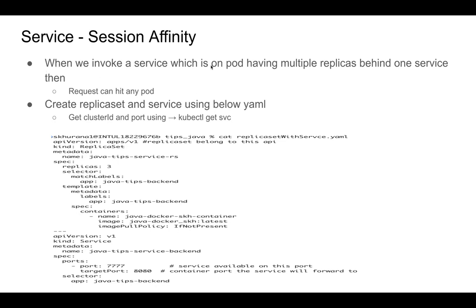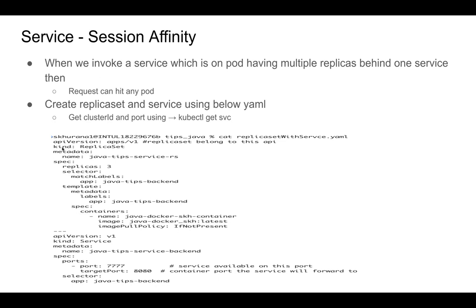So I will just read it out. When we invoke a service which has multiple replicas behind it, the request can hit any port. So create a replica set and service using the below YAML. What I have not mentioned here is that I want the same replica of the port every time.